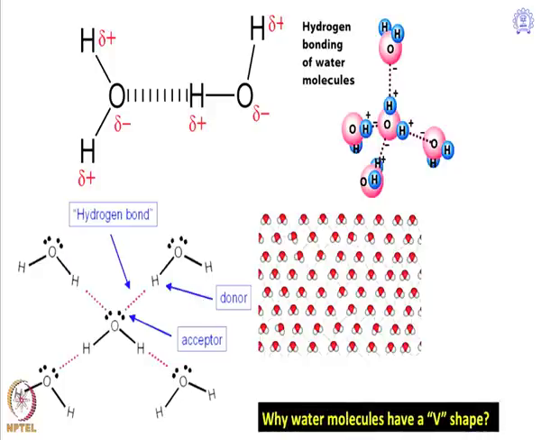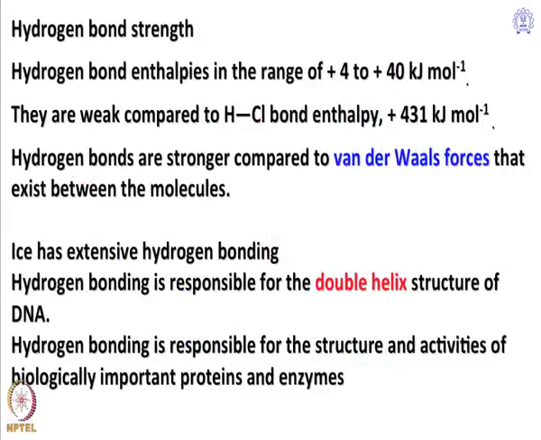Now the question is why water molecules have a V shape. For that, one needs to look into the valence bond theory. So, that I will come to after a few minutes.